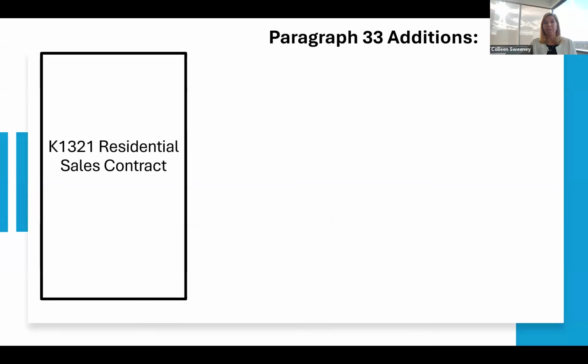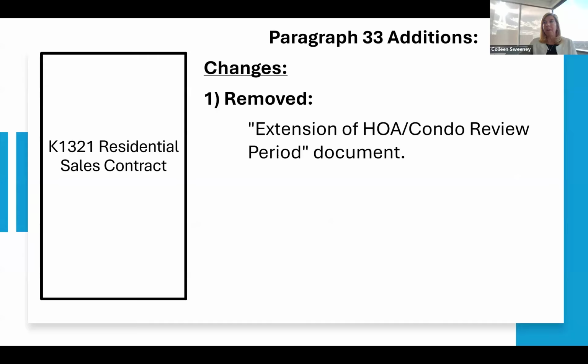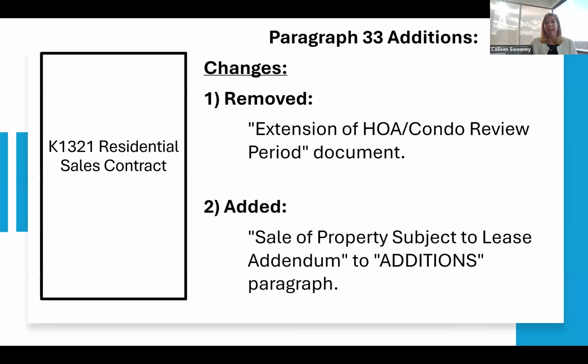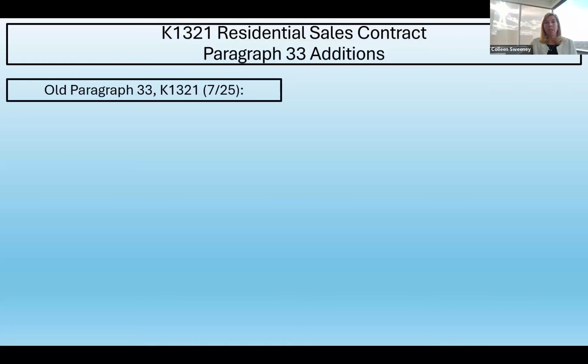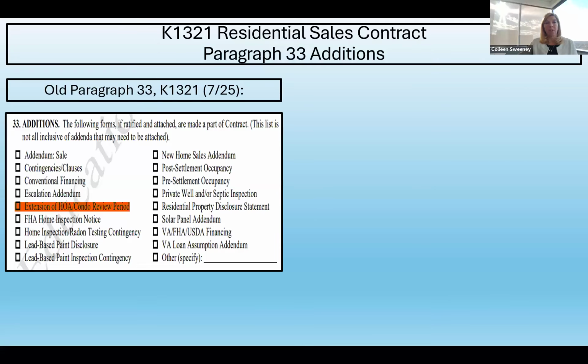All right, so another change in the additions paragraph, this is paragraph 33. We removed the extension of HOA condo review period document and added the sale of property subject to lease addendum to the additions paragraph. This is a new form. We're going to get to that one. But what does this look like? The old paragraph, y'all were very familiar with, always checking those boxes. That's the old paragraph. What is highlighted in red is no longer going to be in there.